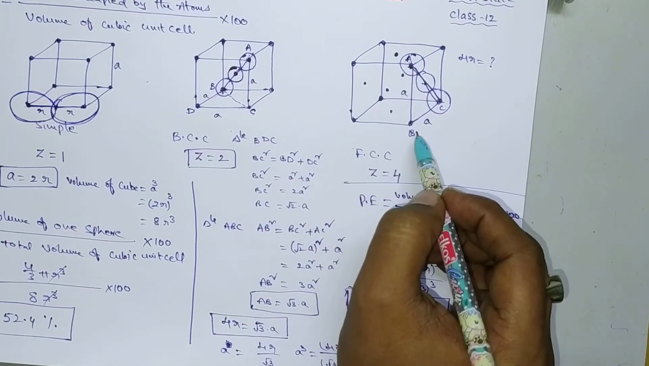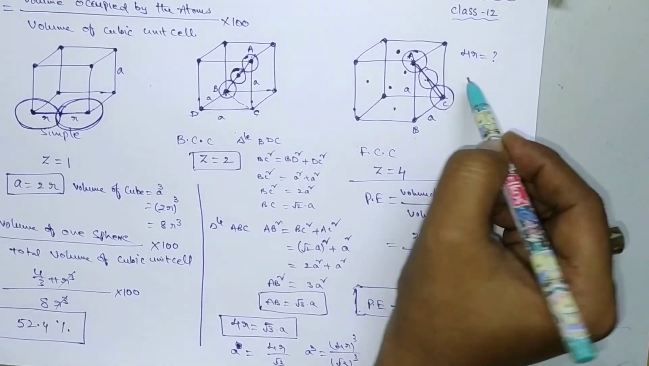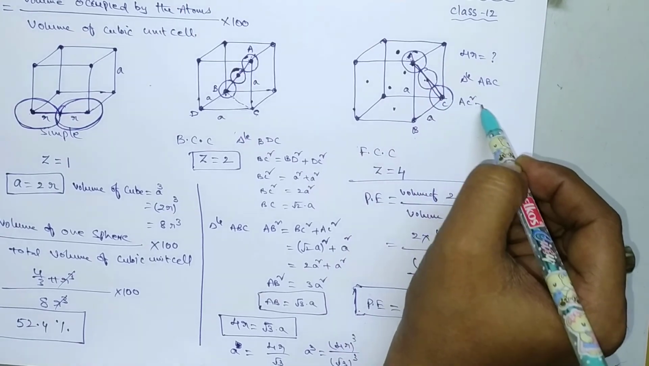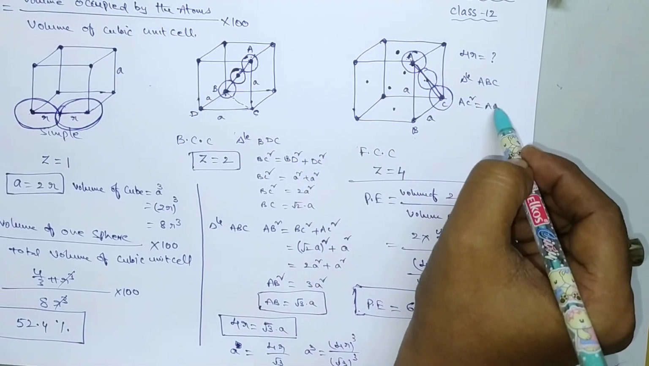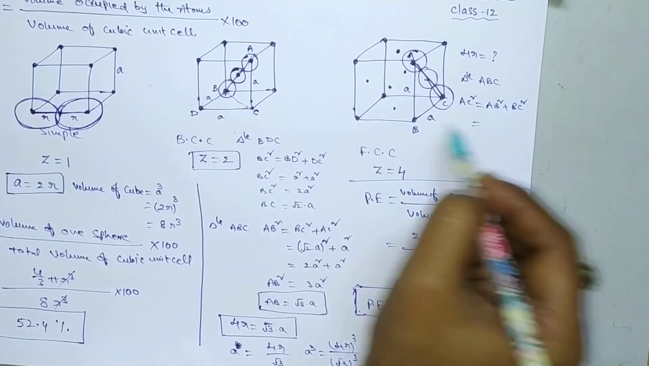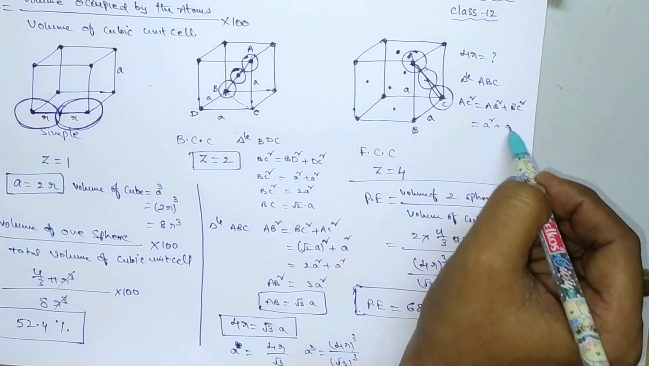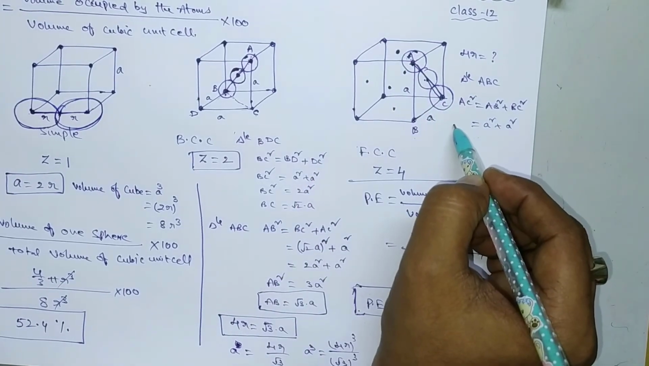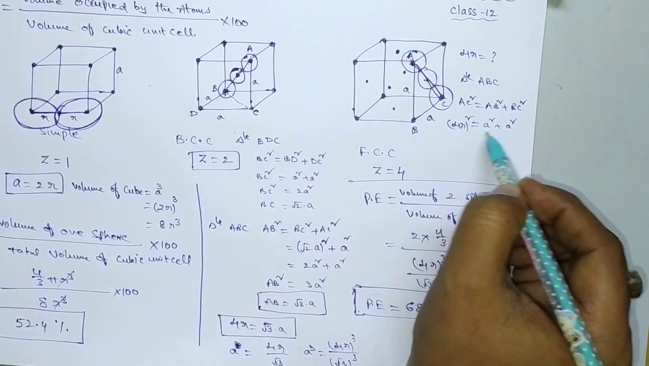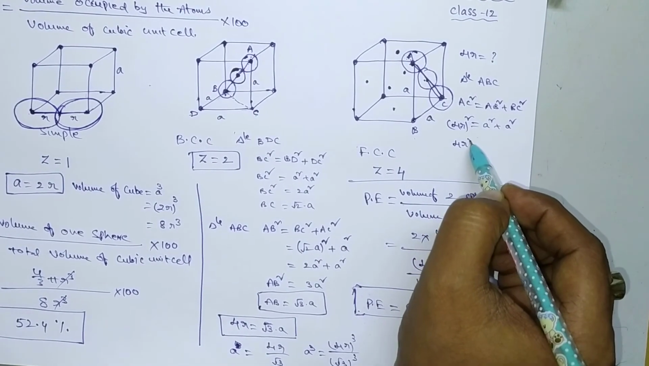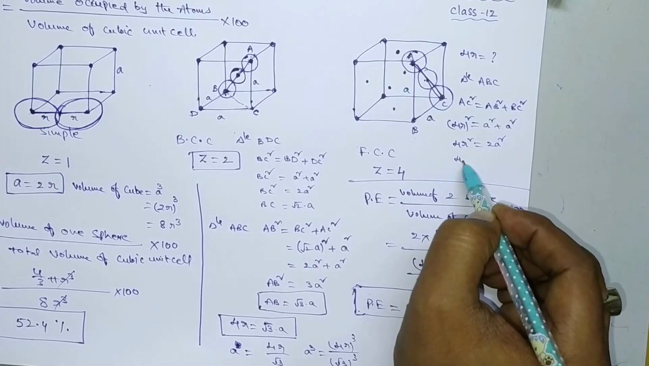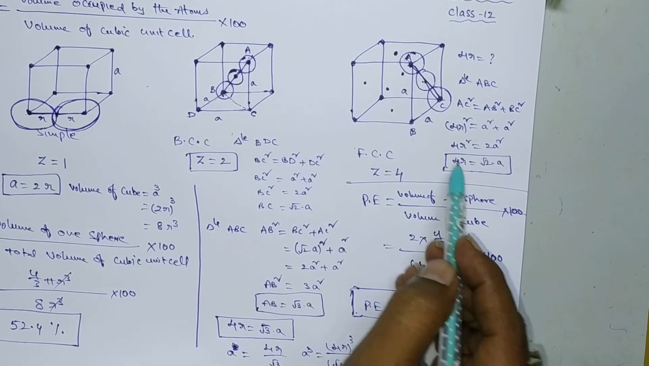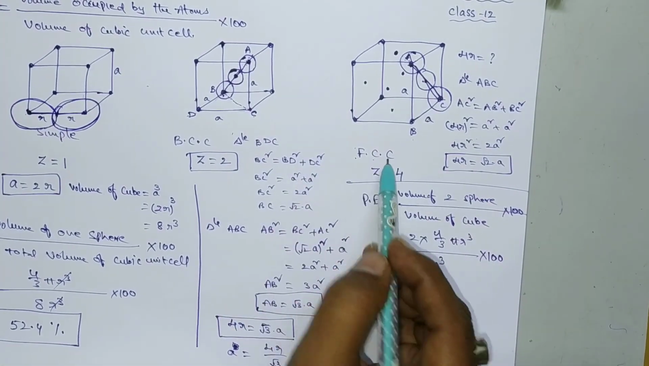For this we have to consider the triangle ABC. From the triangle ABC, AC square is equal to AB square plus BC square. Here AB square means a square, plus BC square means again a square. Here AC means 4r, the distance is 4r. So (4r) square is equal to 2a square. Therefore 4r is equal to root 2 a. So this is the relation between radius and edge length for face centered cubic structure.